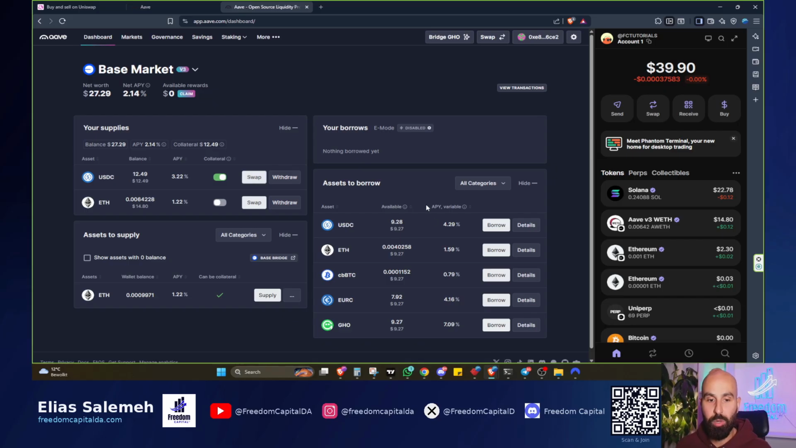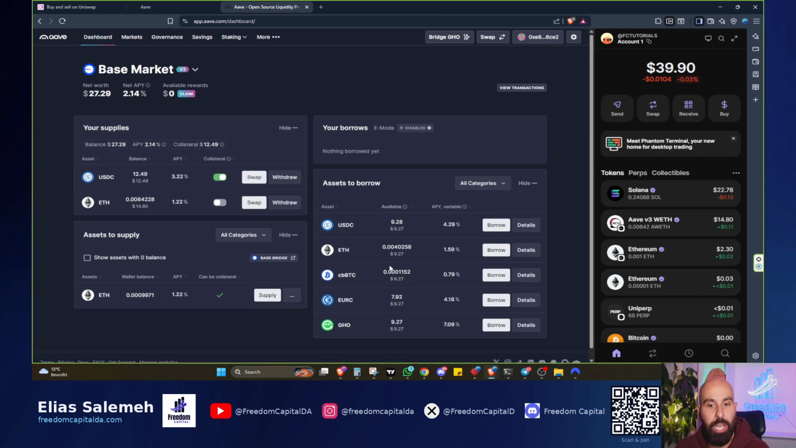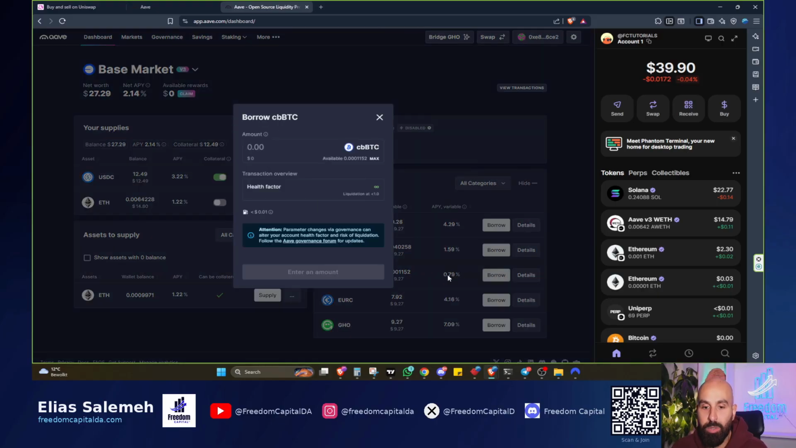I can do it from the dashboard itself. These are the eligible assets that I can borrow, or I can click on USDC, and then from here I can just borrow USDC alone. But of course, it's better to stay on the dashboard because you can clearly see all the assets that you can borrow. Let's say I want to borrow BTC against my USDC. So you click on borrow here, and I pay 0.79% to borrow Bitcoin.